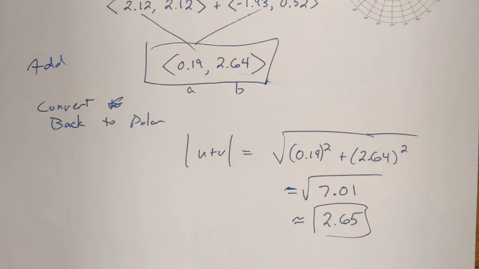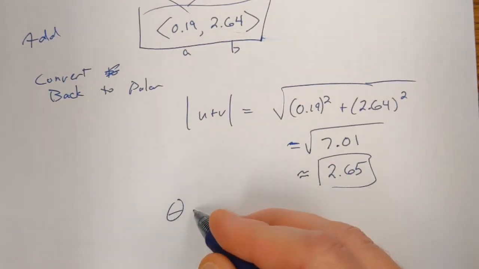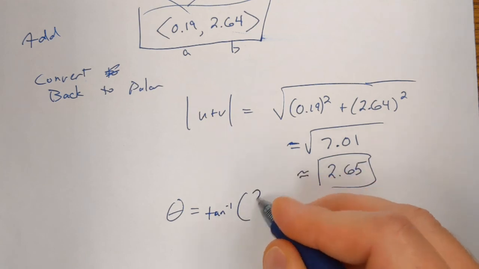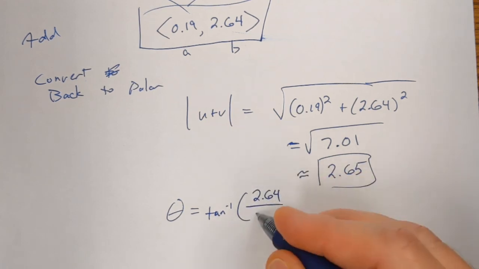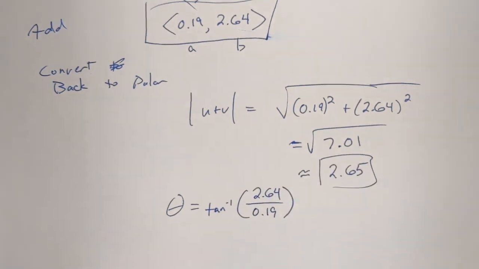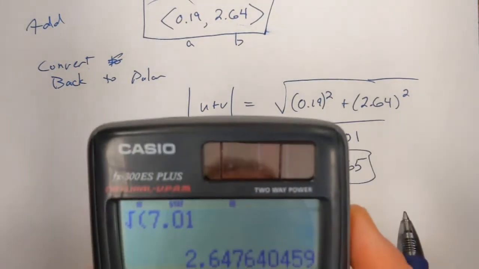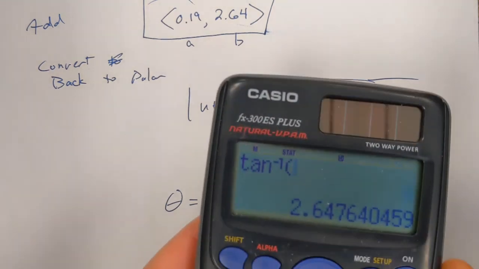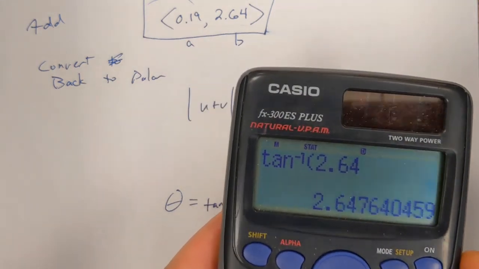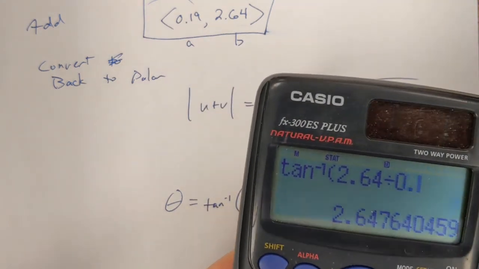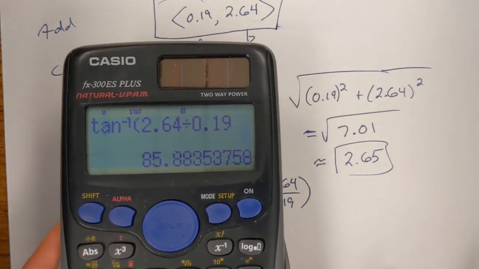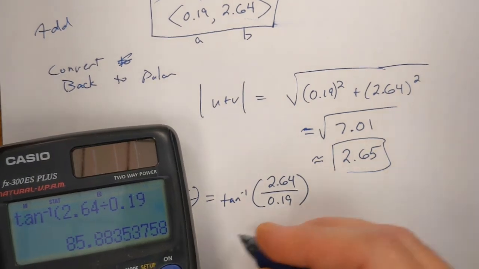Okay, now let's find the angle. The way we find the directional angle is we take the inverse tangent of b over a, and I'm getting these formulas back from our last lesson. So if we do inverse tangent of 2.64 divided by 0.19, it does come out fairly close to 90 degrees. It's about 85.9 degrees.